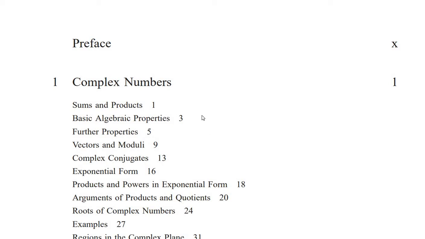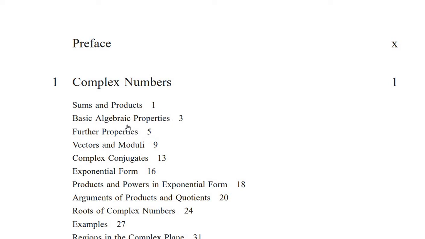In this book we start with the first chapter, complex numbers. First of all, we introduce you to complex numbers, and then how we sum and multiply them, the basic algebraic properties and their further properties, vectors and modulus, complex conjugate, exponential form, products and powers in exponential form, arguments and products of the quotient, and roots of a complex number. These things we discuss in the first chapter, along with some examples of all of these articles.